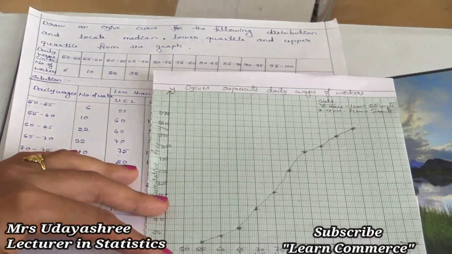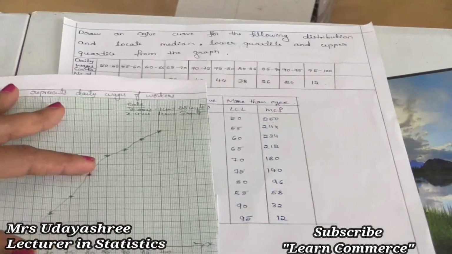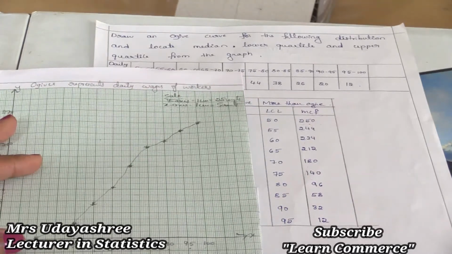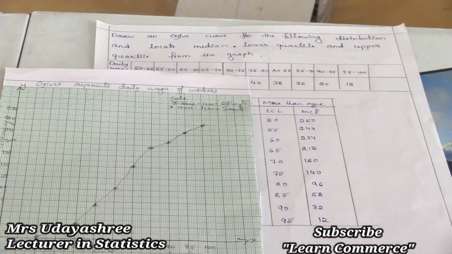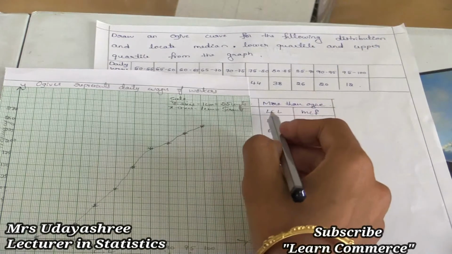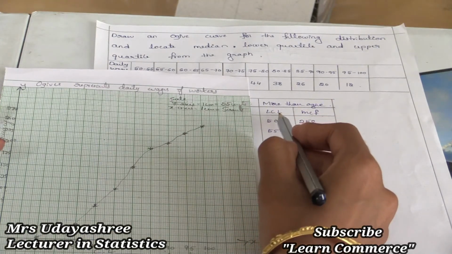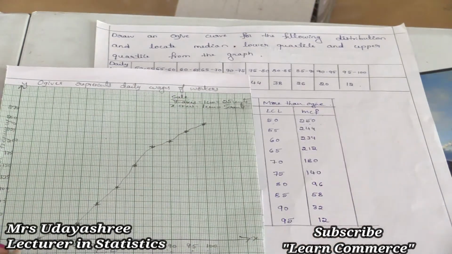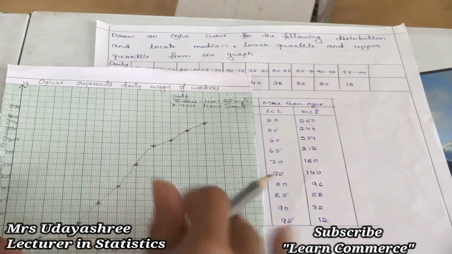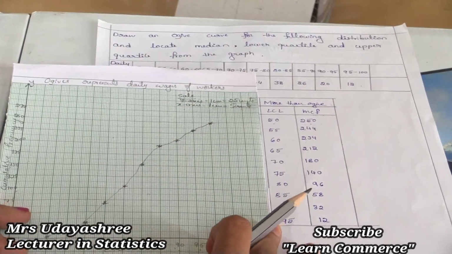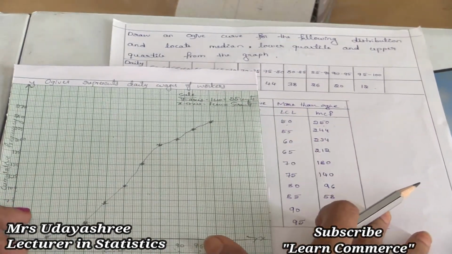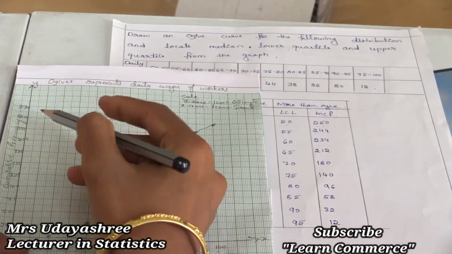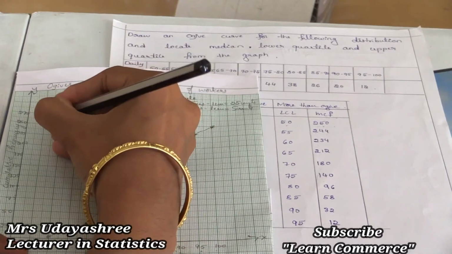Okay, next I will construct more than ogive. See, to construct more than ogive, the values are like this. First we need to see this lower class limit. So here lower class limit, first one is 50. See 50 is here. For that corresponding cumulative frequency is 250. So 250 is here. So here I will plot one point like this.